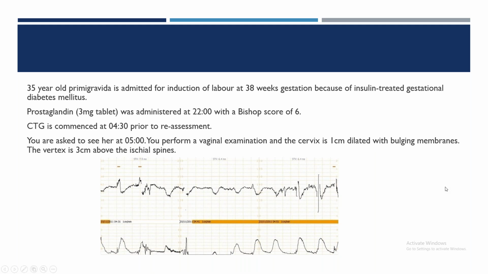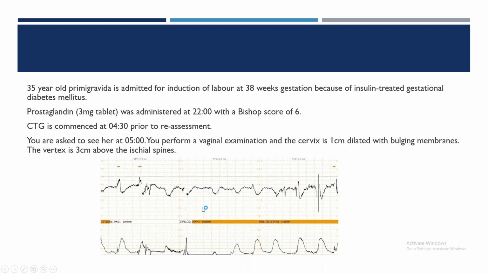So first you have to classify the CTG. Contractions: there are 3 contractions. Baseline heart rate is 130. Variability: you can see here it is less than 5, and it is maintained for almost 30 minutes.